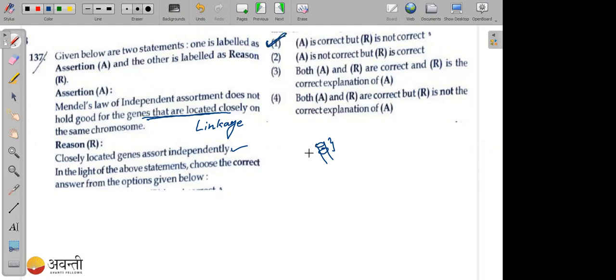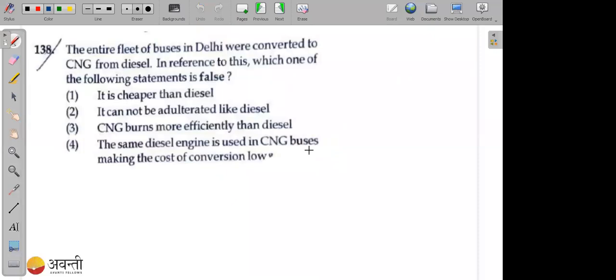Moving forward, the next question is 138. Here they said the entire fleet of buses in Delhi was converted to CNG. That means the complete fleet of buses in Delhi was converted to CNG from diesel, so they use CNG for travelling instead of diesel. In reference to this, which one of the following statements is false?